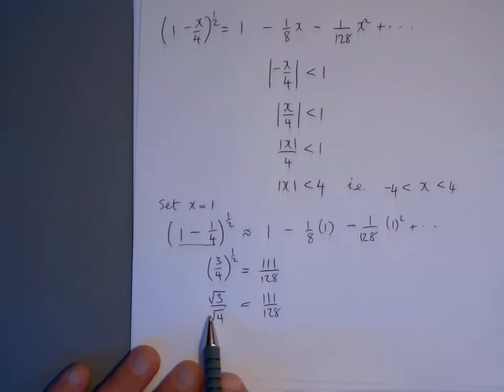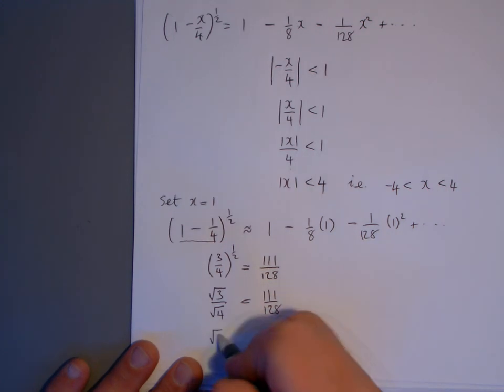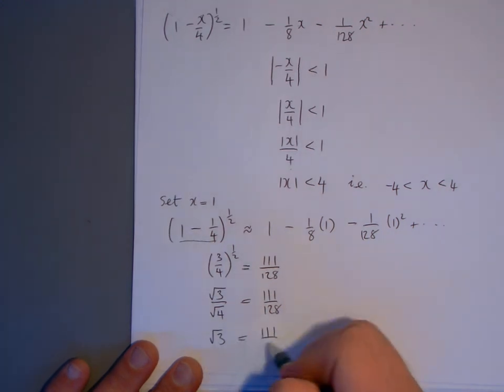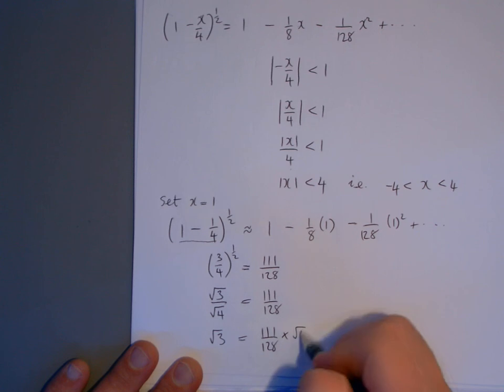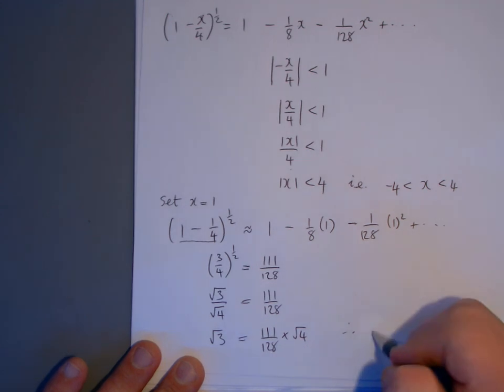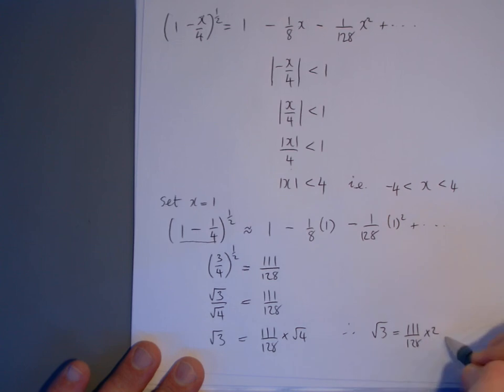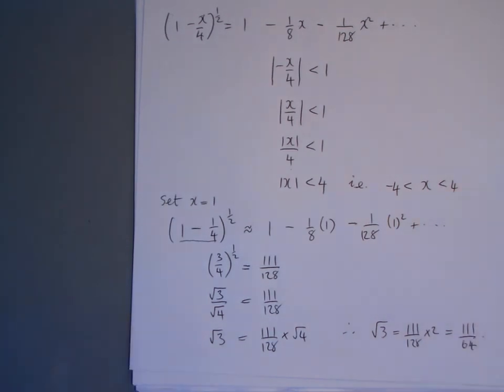And then to get the square root of 3, I just need to take that square root of 4 over and times. So square root of 3 is equal to 111 over 128 times square root of 4. But of course, you know square root of 4 is just 2. So therefore, square root of 3 is 111 over 128 times 2, which is equal to 111 over 64, which is what they're asking for.